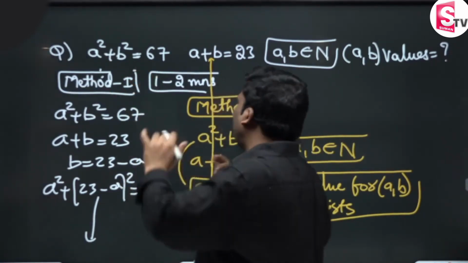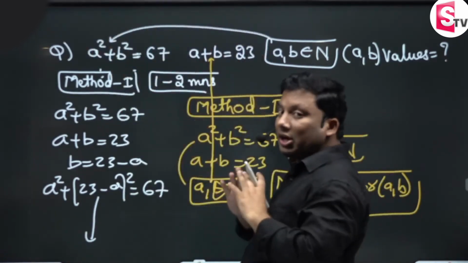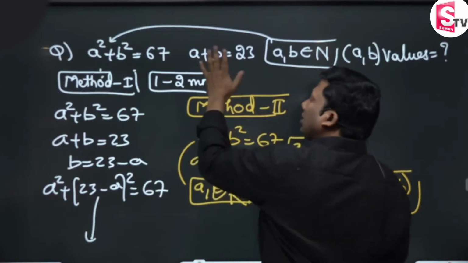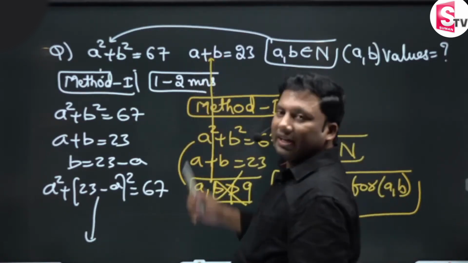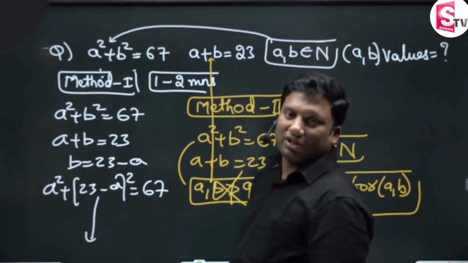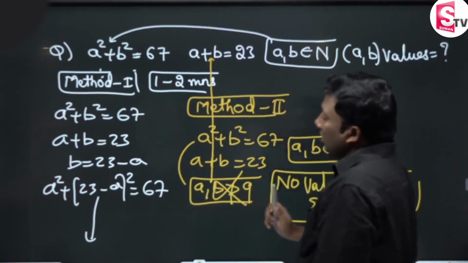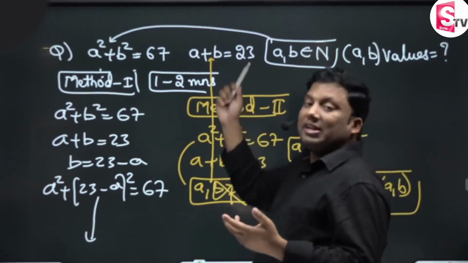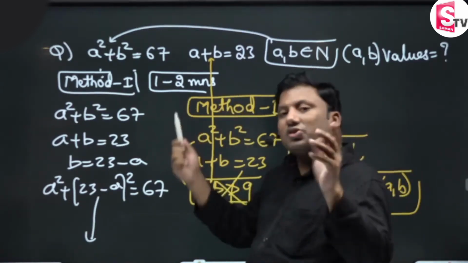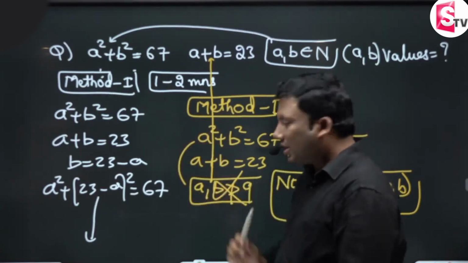The first thing we noticed is a and b are natural numbers, so a and b cannot take beyond 8. Put maximum 8 and 8 on the right hand side: 8 plus 8 is 16, but it is 23. It is not possible. This method is probably ideal if the right hand side is less than 18. There are also some better ways, that also we will see. I hope it is clear, right?